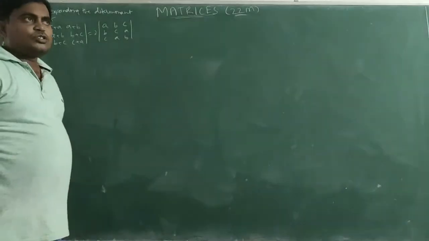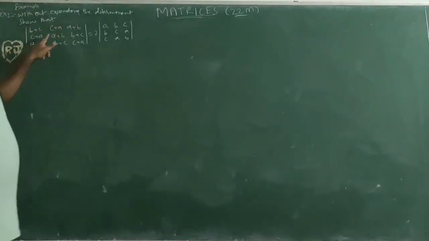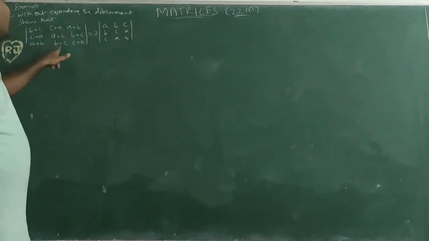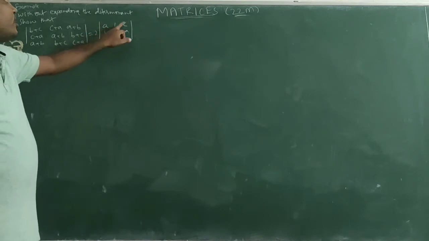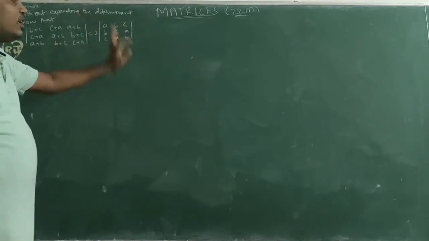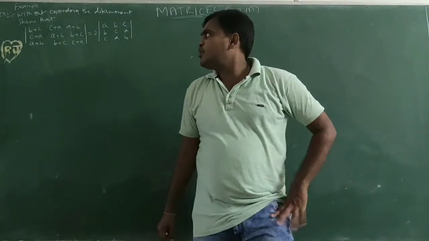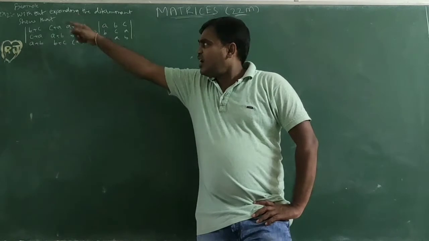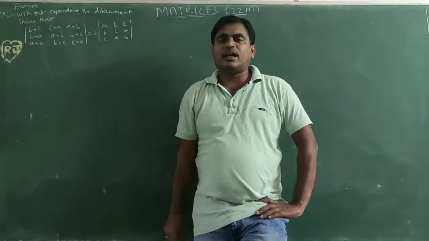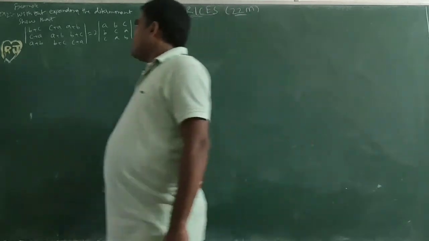So, a similar kind of question. Without expanding the determinant, show that the determinant of b plus c, c plus a, a plus b, and so on, equals 2 into the determinant of a, b, c, b, c, a, c, a, b. We need to prove this one. To prove it, the determinant is always in linear combination, so it is better to do this.